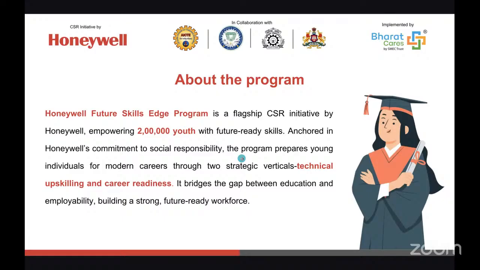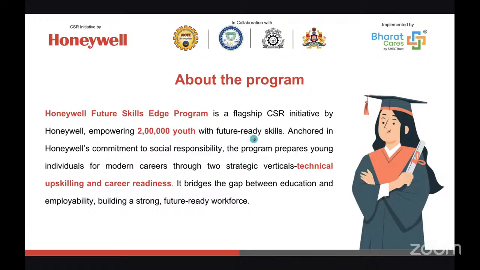So this program focuses on two big areas. First, the technical skills, especially in emerging technologies like AI and cyber security. And the second one is your career readiness. It gives you an understanding of how industry works, how interviews happen, and how projects are evaluated, right? Think of it like this: college gives you the theory, this program adds the practical layer, and together they make you job ready, right?